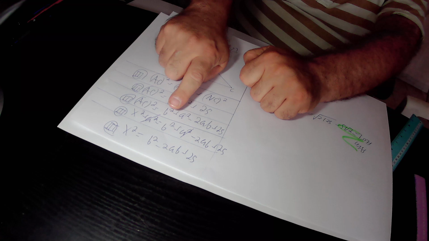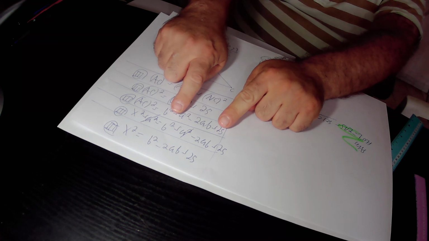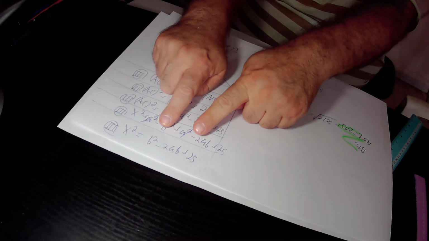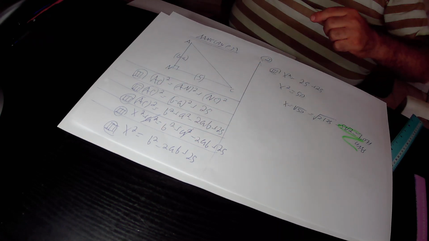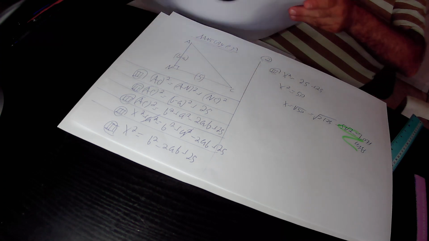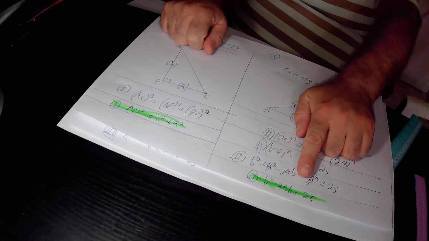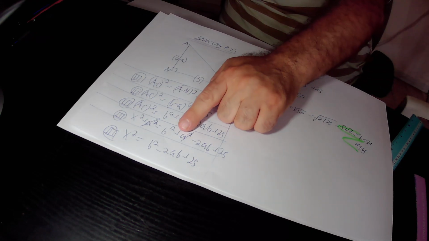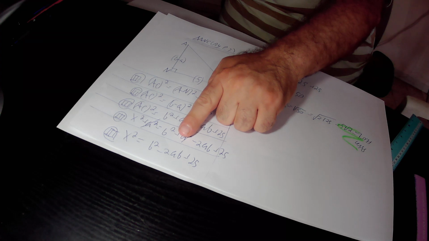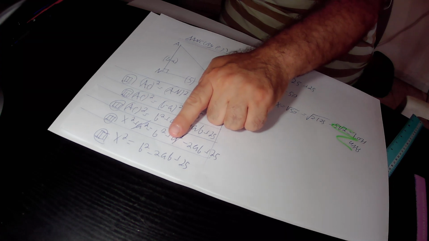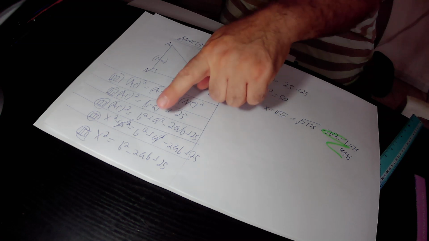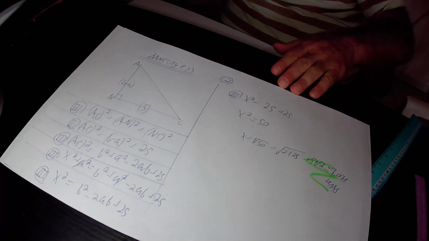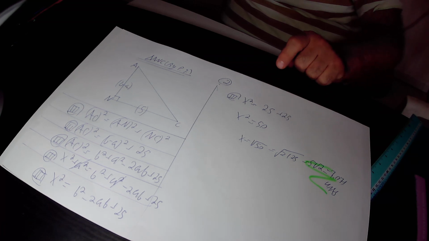On the other side of the equation we have B square minus 2AB plus 25. But according to equation 2, B square minus 2AB is 25. Therefore, we substitute B square minus 2AB by 25. And in total we found out that X square equals 25 plus 25, that is 50.